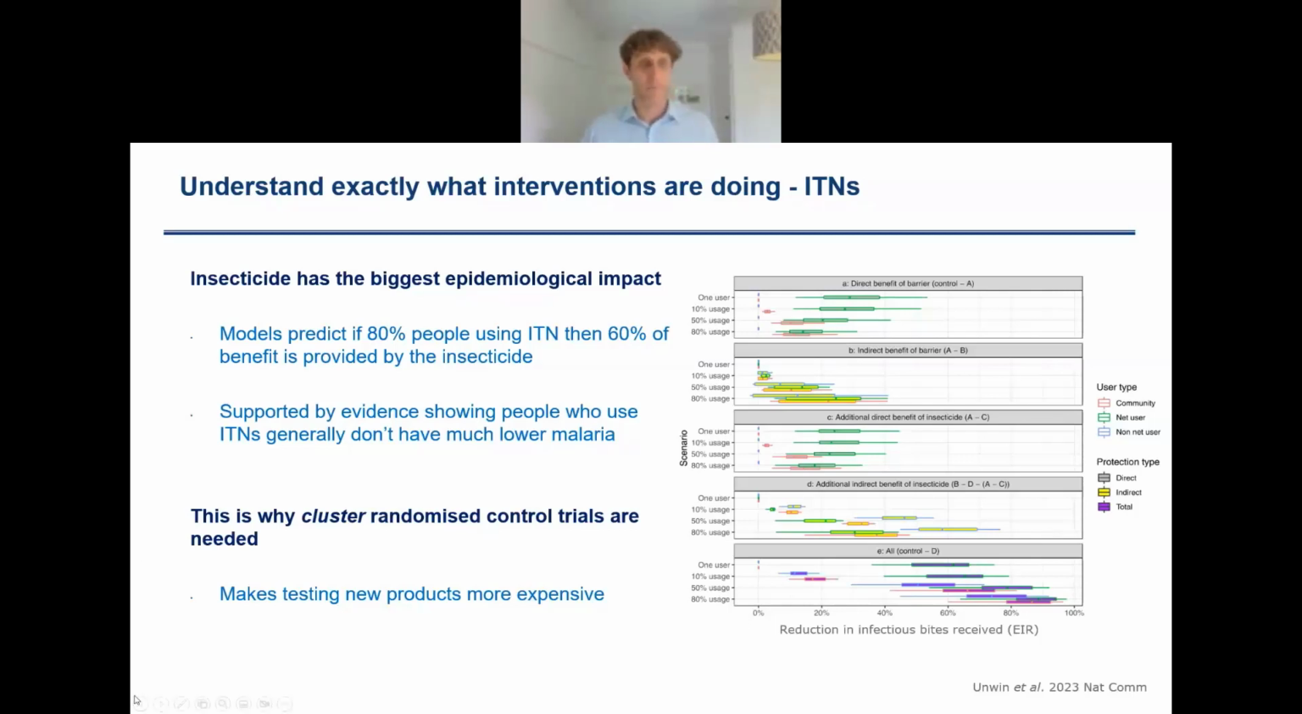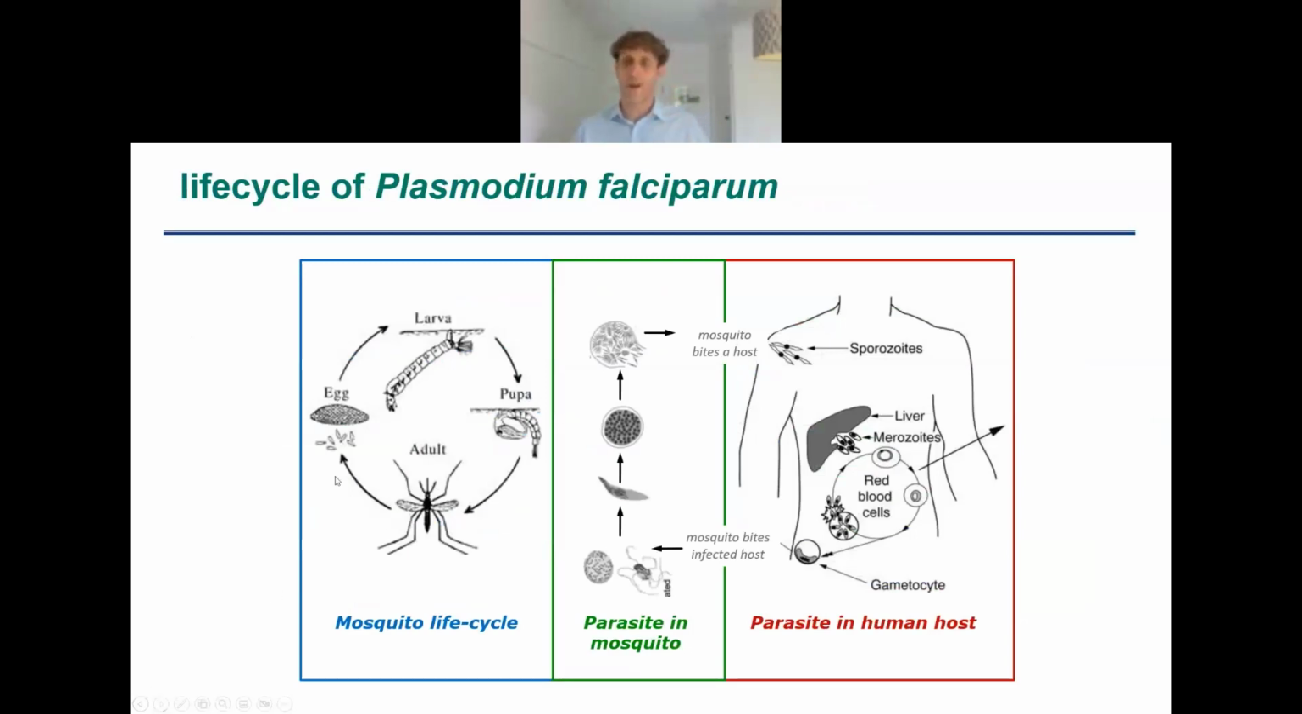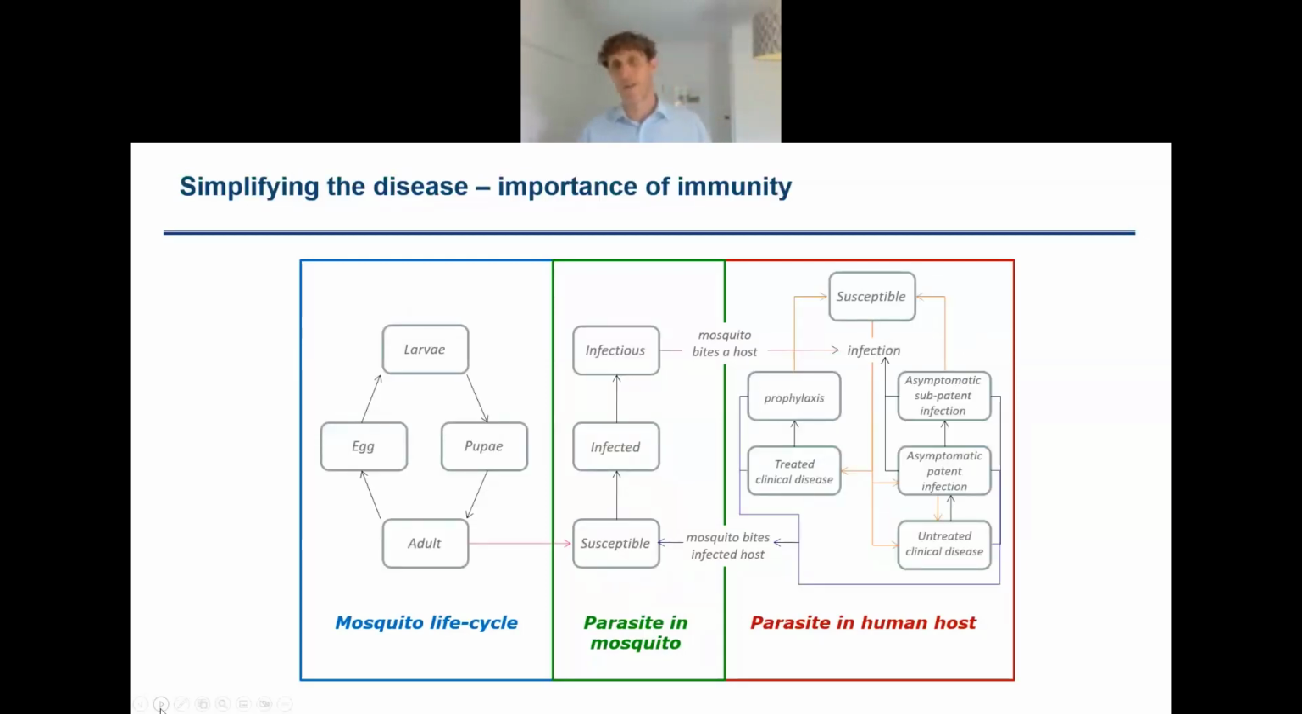So, what we do, we as a group, and I'm saying we here, there's probably about 30 or so scientists working at Imperial on this. It's an immensely complicated disease, and so actually characterizing these things is very, very difficult. What we do is we turn the lovely biology into this mosquito and parasite and human system, and we simplify it down into effectively states.